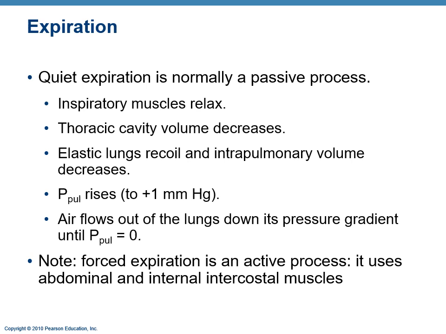Expiration involves two phases. Quiet expiration is normally a passive process where the inspiratory muscles relax, thoracic cavity volume decreases, the elastic lungs recoil, and intrapulmonary volume decreases. Intrapulmonary pressure rises to about positive 1 millimeter of mercury. Air flows out of the lungs down its pressure gradient until the pulmonary pressure equals 0. Now, it's important to note that forced expiration is an active process, and it uses both the abdominal and internal intercostal muscles to decrease the volume of the thoracic cavity even more.